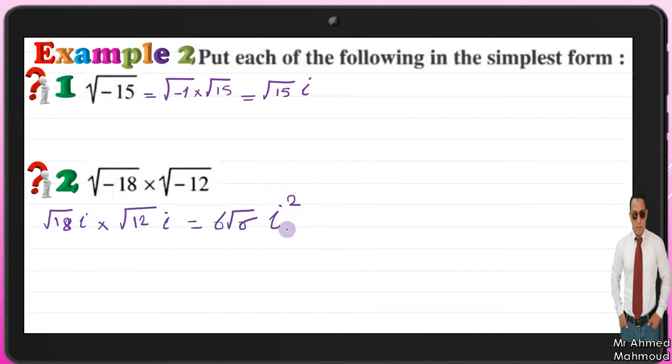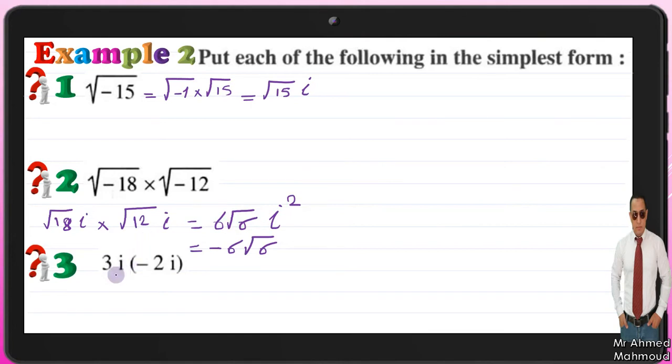Then this one equals negative 6 root 6. Remember with me, i power of 2 changes the sign. Again, i power of 2 changes the sign. Okay, if the number is positive times i power 2, it will be negative, and if the number is negative times i power of 2, it will be positive.